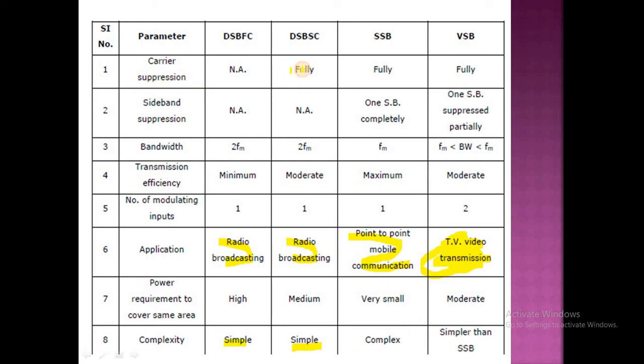Carrier is fully suppressed in DSB-SC, SSB and VSB. So sideband is suppressed completely in SSB, and sideband is partially suppressed in case of a VSB. The sideband is not suppressed in DSB-FC and DSB-SC. The carrier is not suppressed in case of a DSB-FC. It is the explanation regarding this particular table.